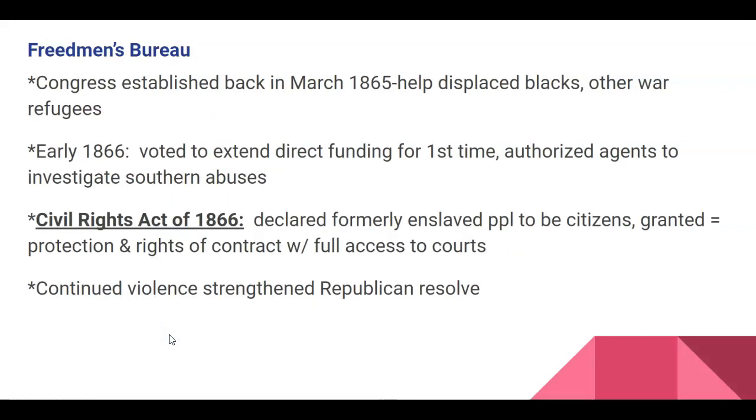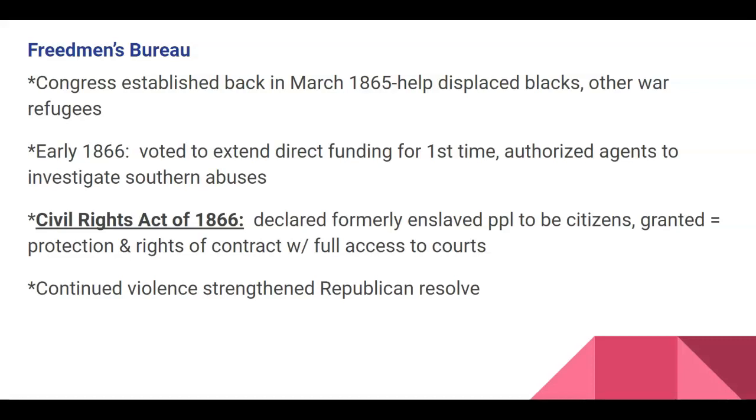You had the Freedmen's Bureau that Congress had established in early 1865 to help these displaced blacks and other war refugees. In early 1866, they had to extend the direct funding for the first time, and at that point they had to get authorized agents to go into the South and investigate all of the abuse reports they were getting of abuse of black people and the way that they were obstructing Reconstruction.